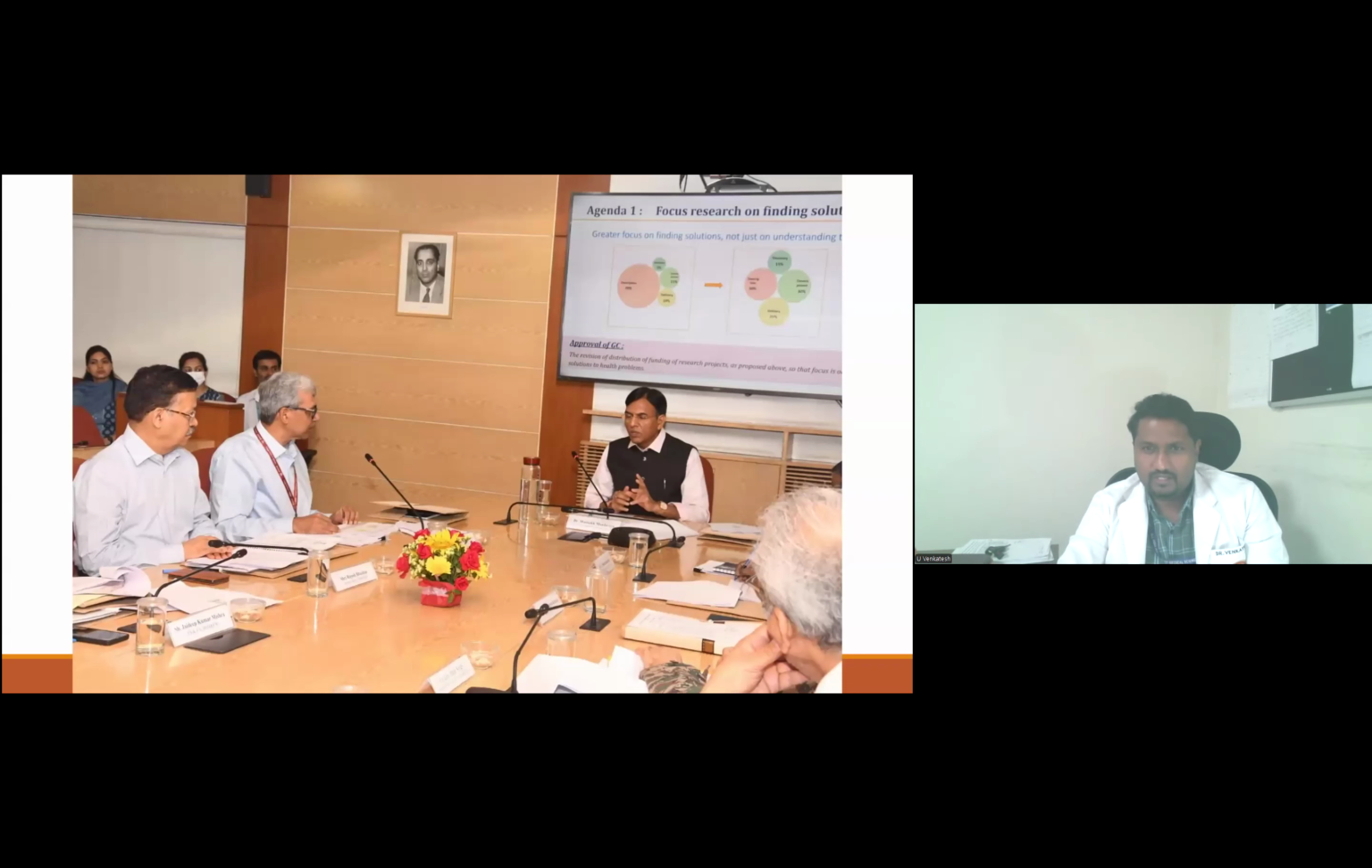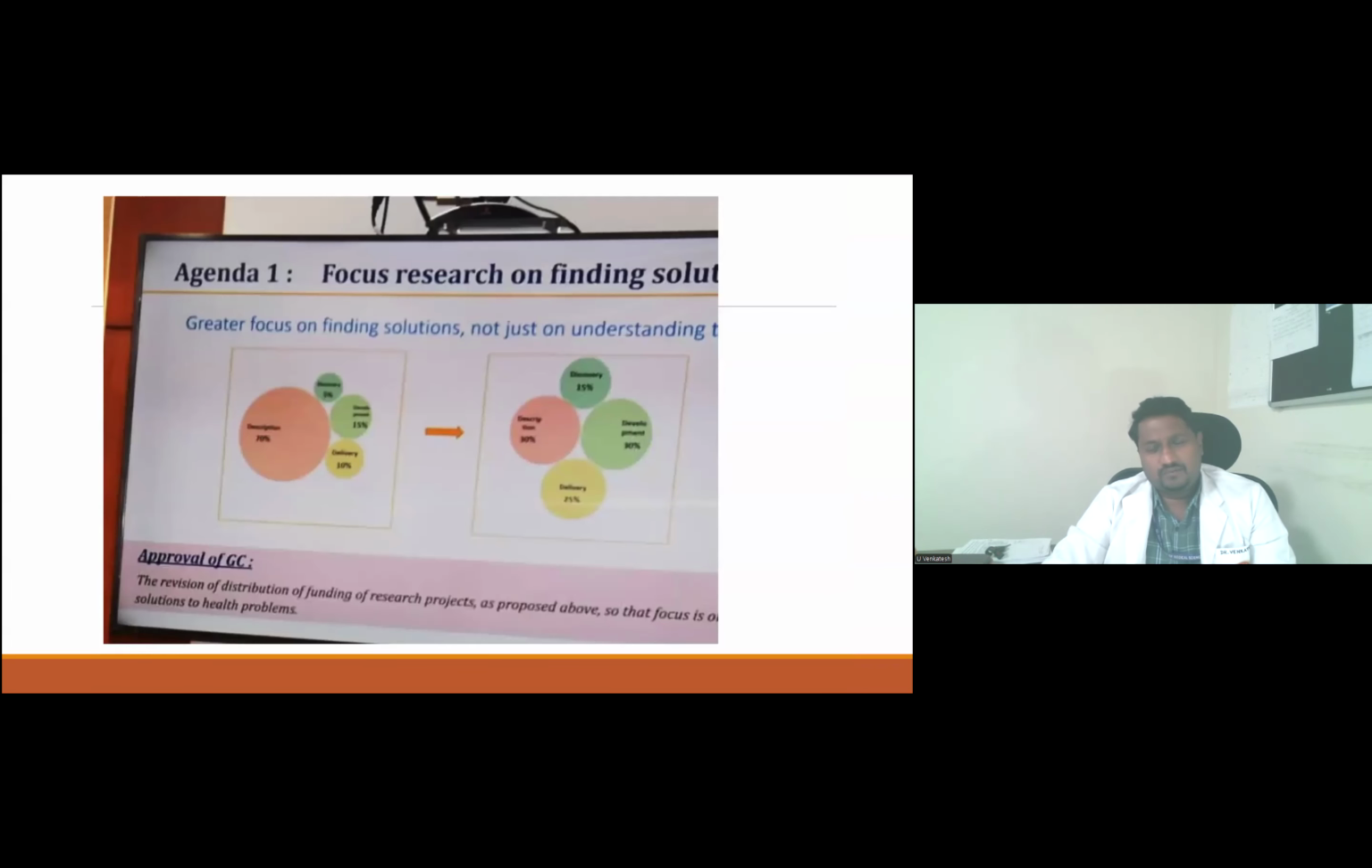So zoom in on this slide. As you can see, the focus area of ICMR is changing. Earlier, of the research proposals which were approved, 70% fell under the descriptive part. The others were delivery, developmental, and discovery. Now they are going to change this distribution, and they have reduced the descriptive part from 70% to 30 or 40%. Now see, that is a 40% reduction in the descriptive.